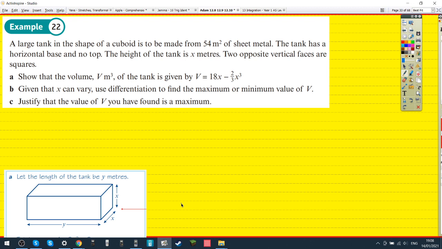This is a large tank, and it's sheet metal. It has no top. What is the surface area? No, what is the volume of this tank? Base times width times height. Yeah. And so what would that be for this one?